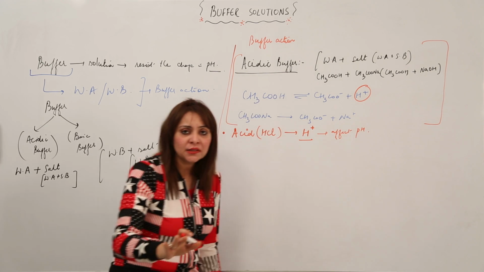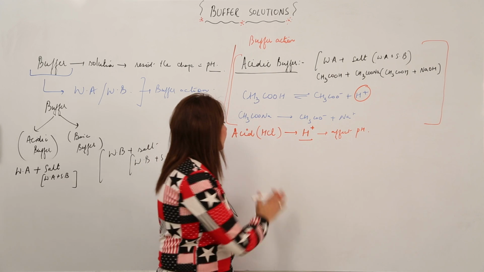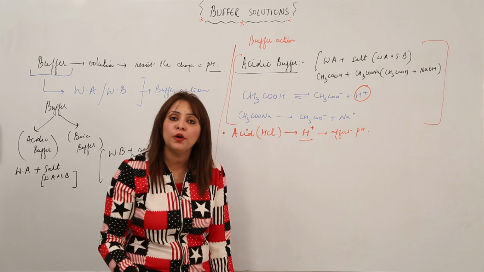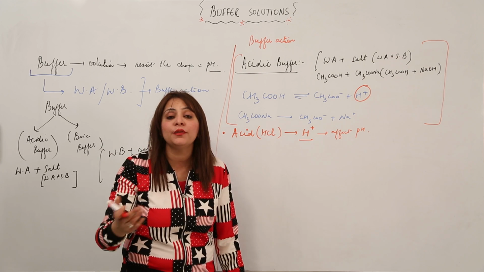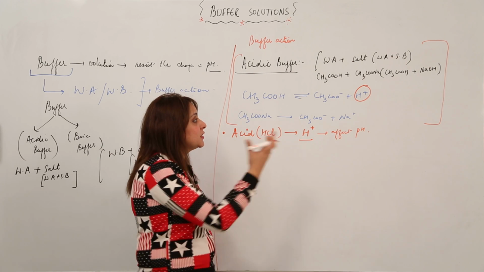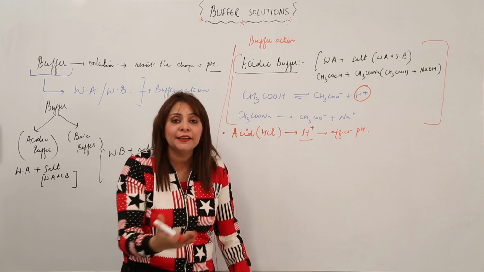This is what we expect, right? That when we add acid, it will dissociate to form hydrogen ions, and these hydrogen ions will increase the acidity, that means they will just make the solution acidic now, right?